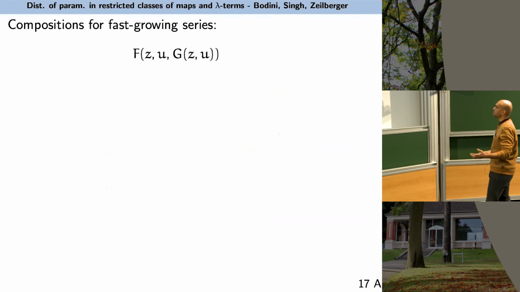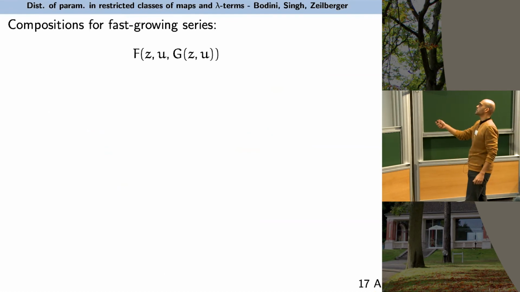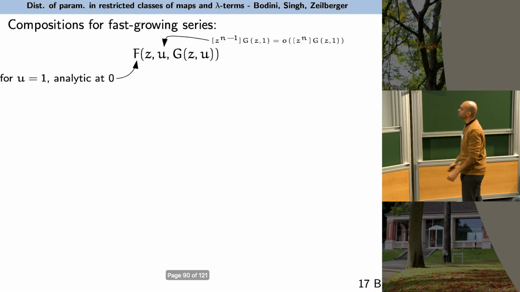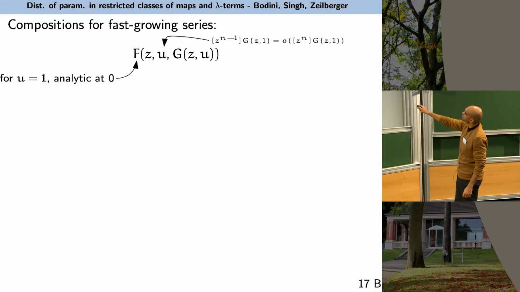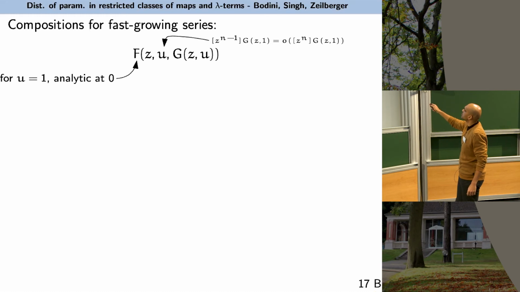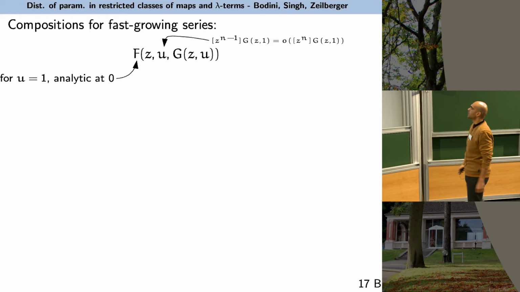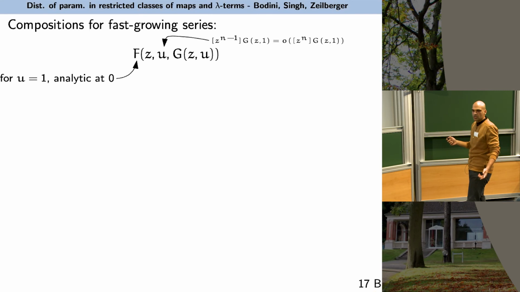And so here, the basic tool will be this kind of generalized Bender theorem, where we have f of z,u composed with g of z,u. And we want f to be nice, so we want f evaluated at u equals 1 to be analytic at 0. And we want g to have the property that the (n-1)th coefficient is dominated by the nth coefficient when evaluated at u equals 1. So we have g being badly behaved, f being nicely behaved.